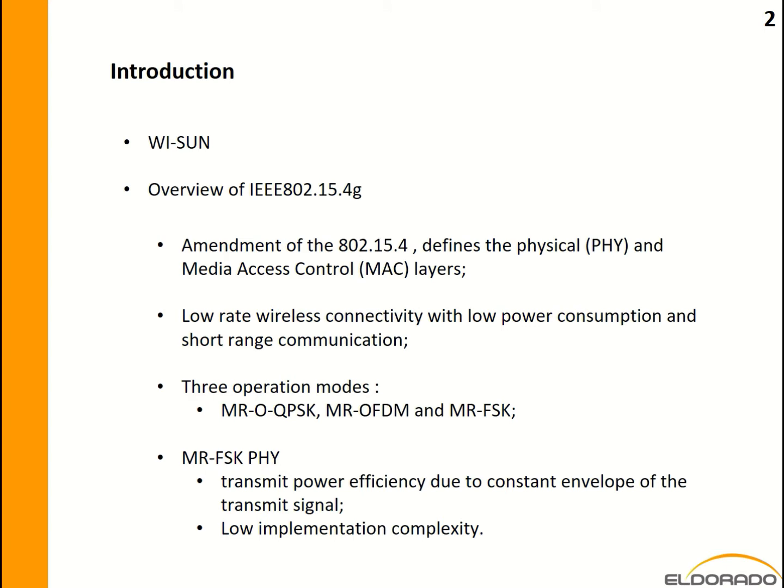Introduction. A brief overview of Wi-SUN. Wireless Smart Ubiquitous Network, Wi-SUN, is a technology based on IEEE 802.15.4g, promoted by the Wi-SUN Alliance, a global organization created in 2011 to endorse the adoption of a smart utility network as detailed in IEEE 802.15.4g.